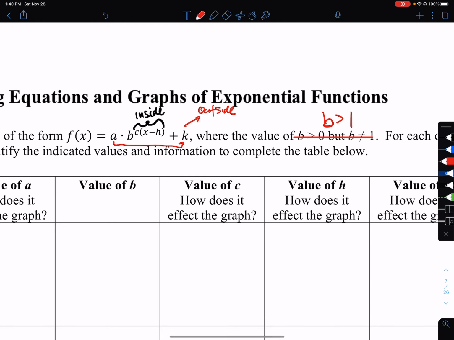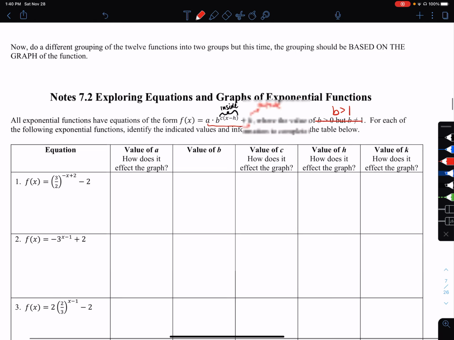Now, there's a typo on this. It says that for this exponential function, the value of b is bigger than 0 but not equal to 1. We always want b to be bigger than 1. So just cross that out and say b has to be bigger than 1. For each of the following exponential functions, identify the indicated values in the information to complete the table below.